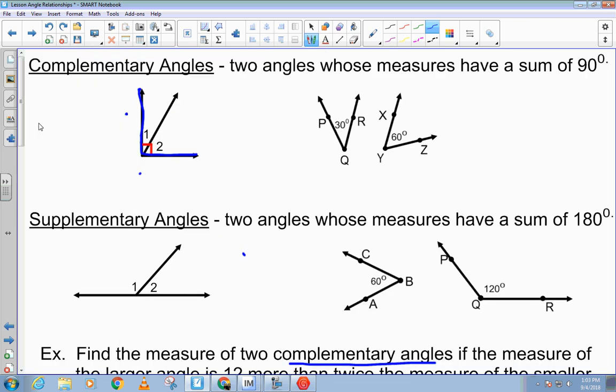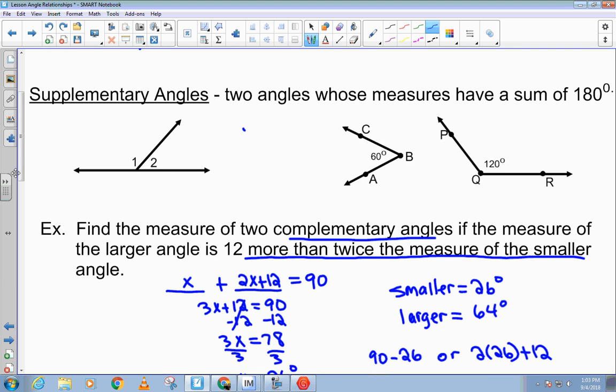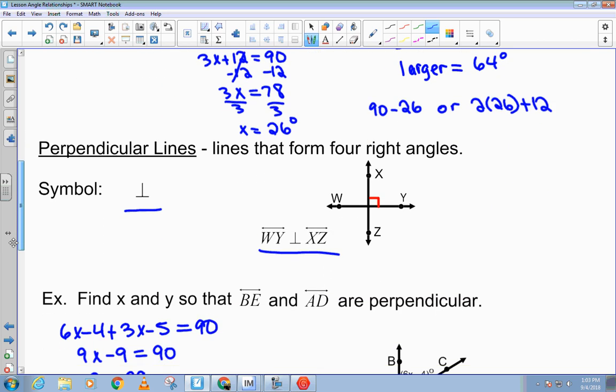About complementary, which means they add up to equal 90, right? They can be adjacent or not, okay? Supplementary means they add up to equal 180. They can be a linear pair or not, okay? And then we talk about perpendicular. Remember the symbol for perpendicular? What does it mean to be perpendicular? They never intersect. No, that's parallel. It creates 4 right angles, right? It creates 4 right angles. All right? Okay.